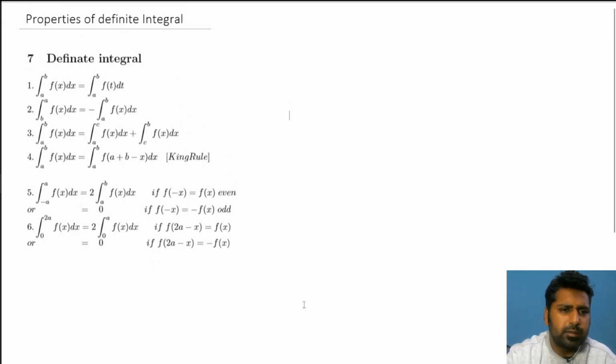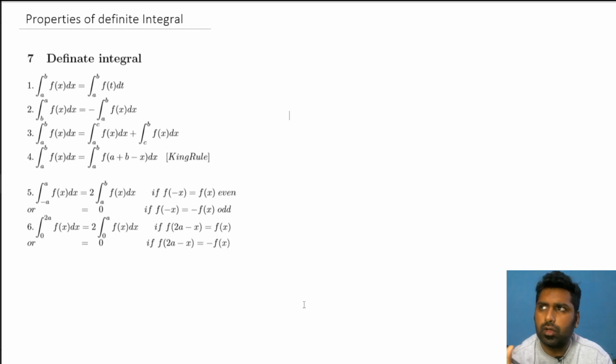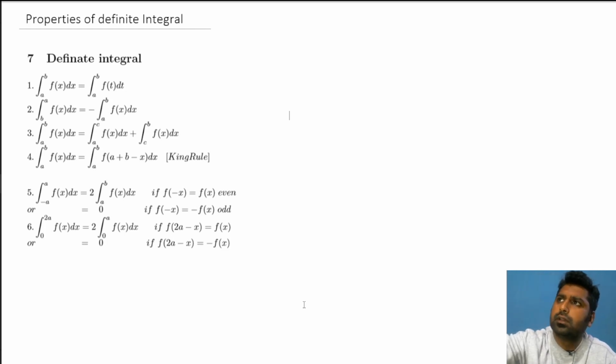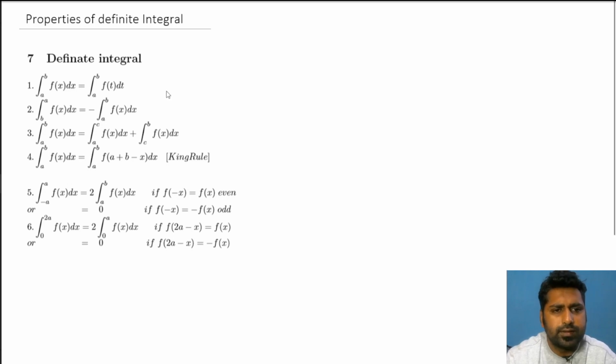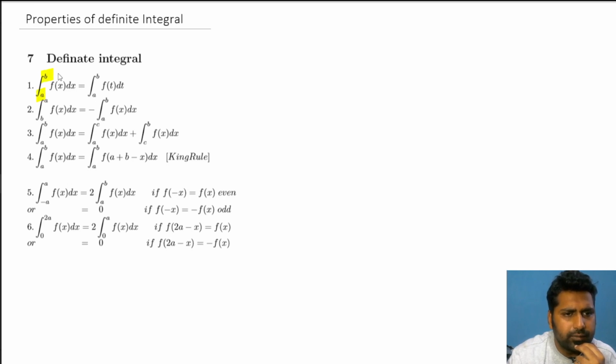We have already done the basic definite integral. We know how to solve using upper limit, lower limit. Let's see. Now the first property as such is saying that integration a to b.